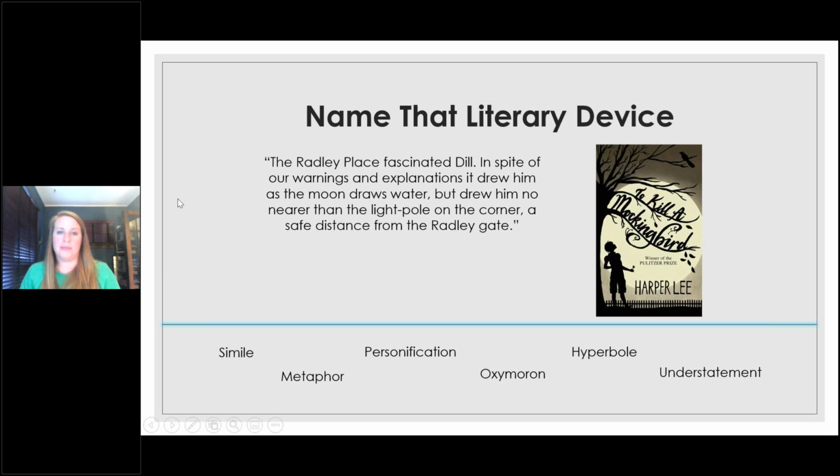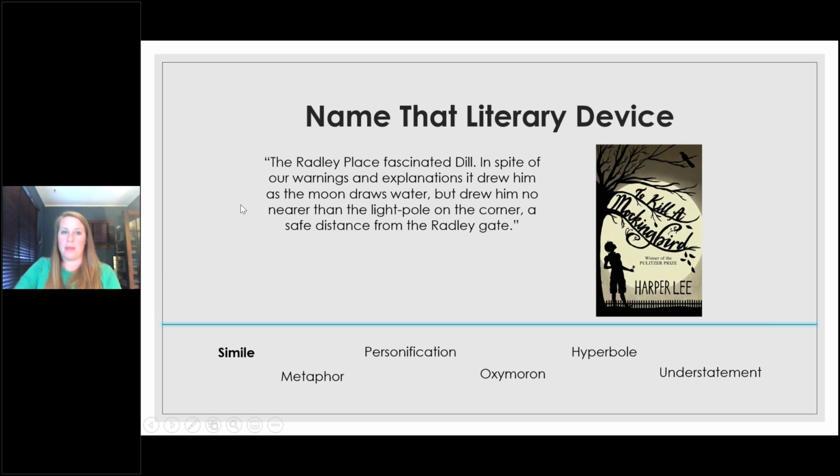"The Radley place fascinated Dill. In spite of our warnings and explanations, it drew him as the moon draws water, but drew him no nearer than the light pole on the corner, a safe distance from the Radley gate." This is a passage from To Kill a Mockingbird. It's a little bit challenging, but if you look close, you can see a clue word right here, "as."